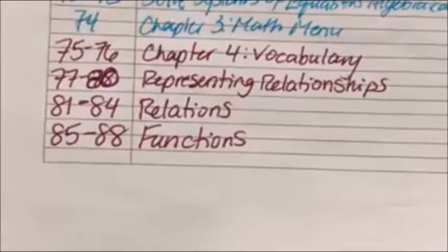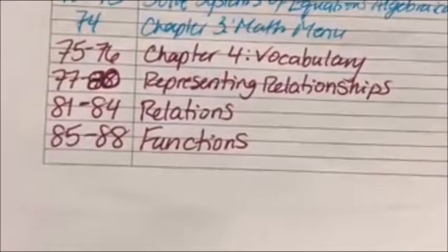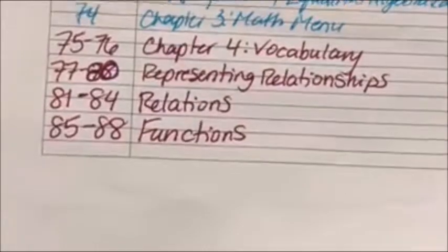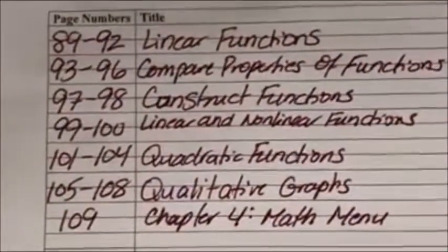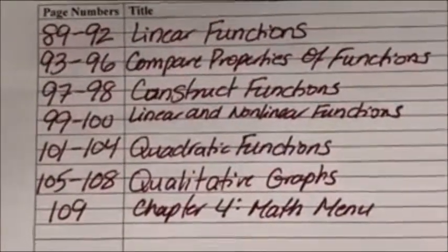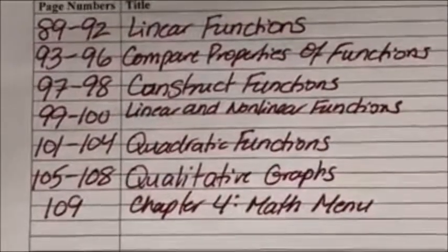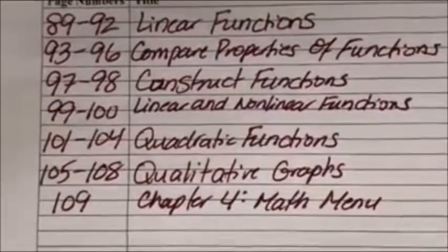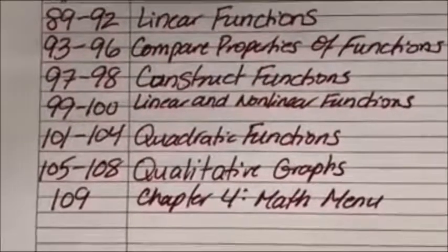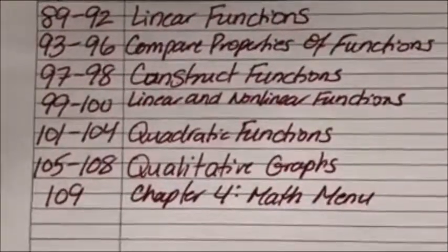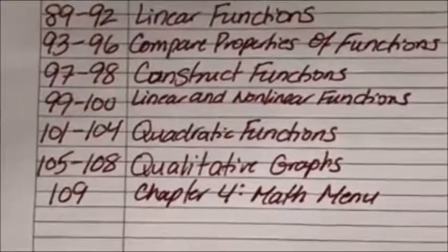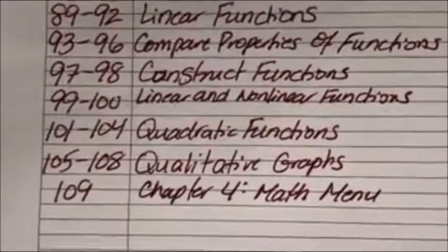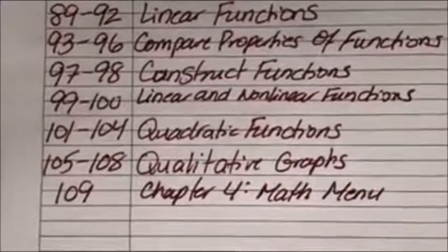Page 75 through 76, chapter 4 vocab; 77 through 80, representing relationships; 81 to 84, relations; 85 to 88, functions; 89 through 92, linear functions; 93 through 96, compare properties of functions; 97 through 98, construct functions; 99 through 100, linear and nonlinear functions; 101 through 104, quadratic functions; 105 through 108, qualitative graphs; and then on 109, your chapter 4 math menu.